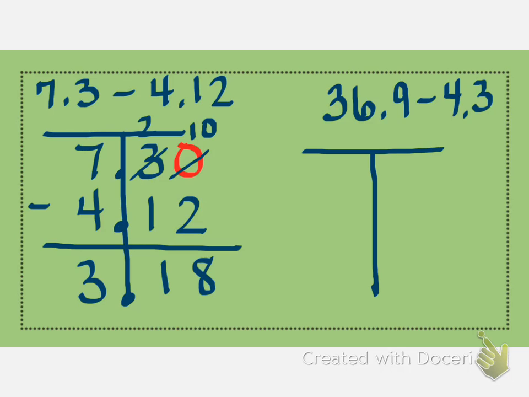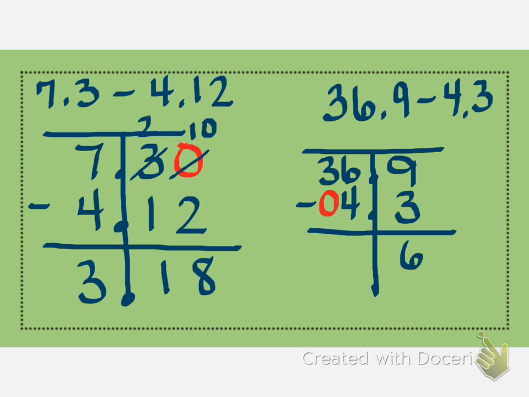Let's take a look at another one. We have 36 and 9 tenths minus 4 and 3 tenths. Again, I'm going to place this in a T-chart. I'm going to line up my digits, and I do have an empty spot, so if you so choose, you can put a 0 there. And go ahead and start your subtraction just like you normally would. And you would end up with an answer of 32 and 6 tenths.